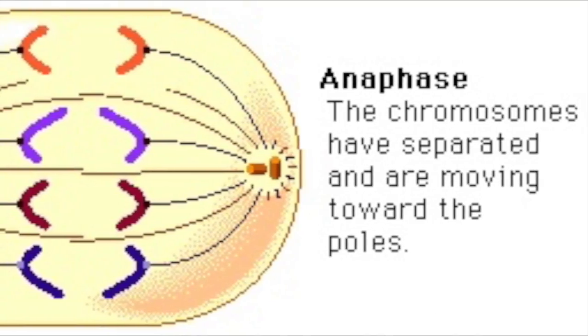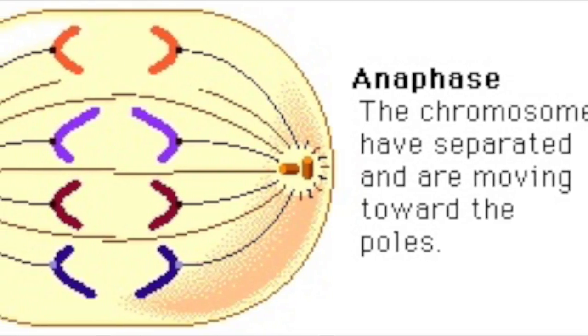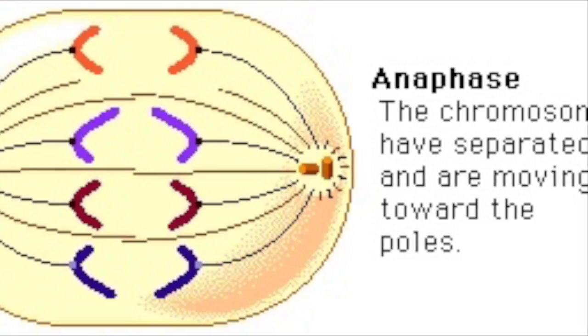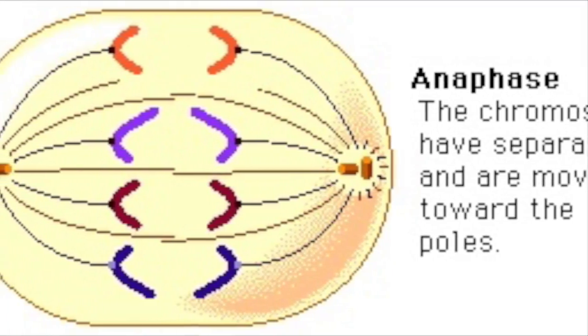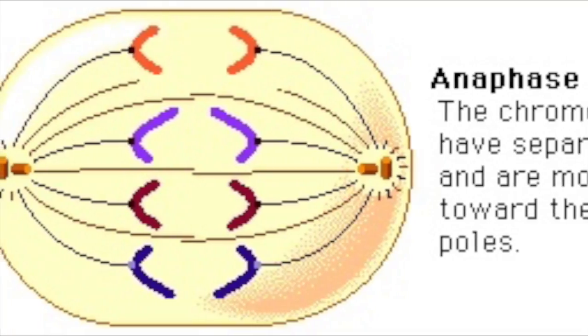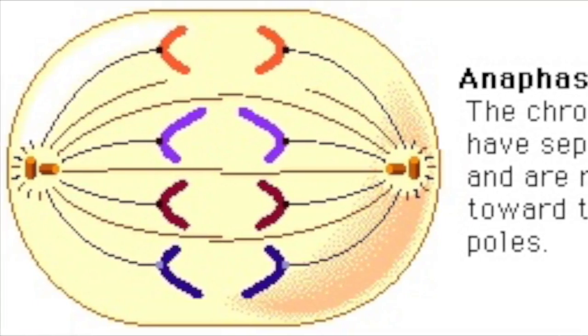The third stage of mitosis is anaphase. During anaphase, the continued contraction of spindle fibers causes the sister chromatids to separate. When separated, they're considered an individual chromosome in their own right. The separated chromosomes then move to the opposite poles of the cell.